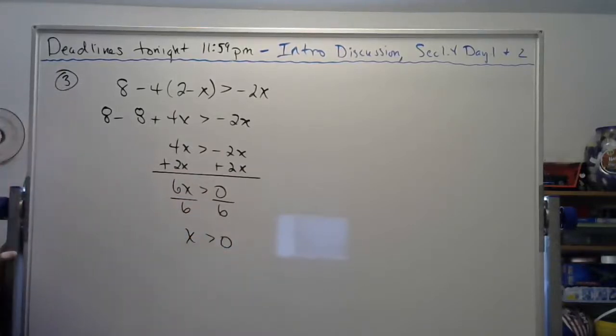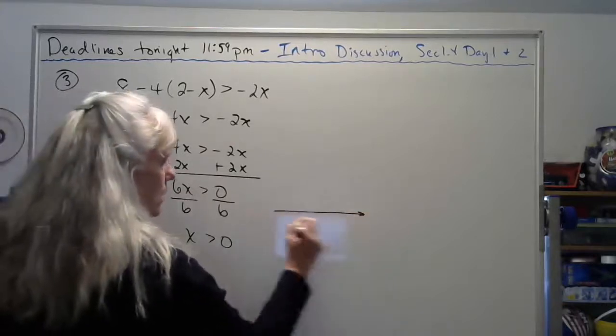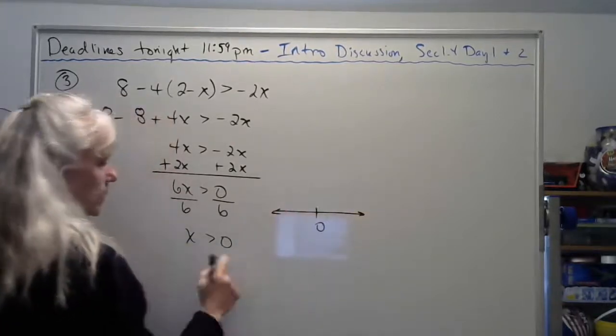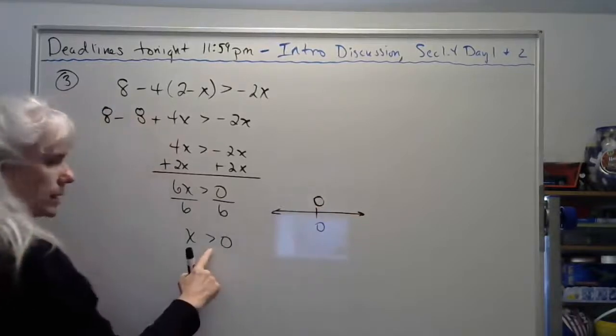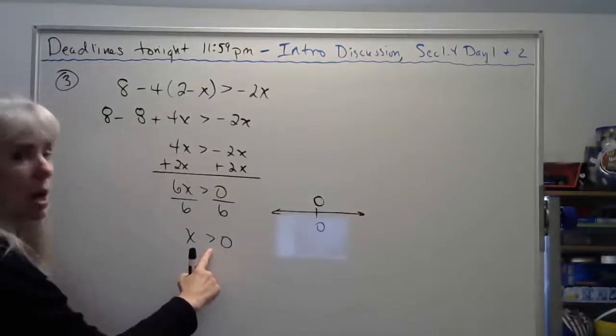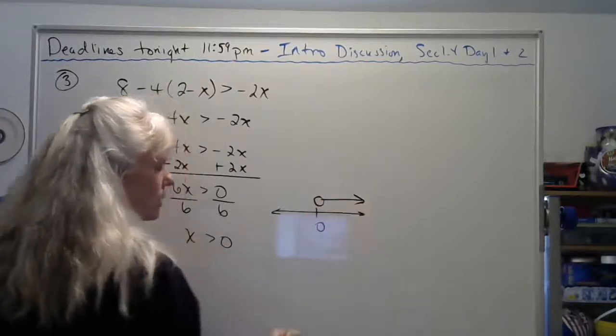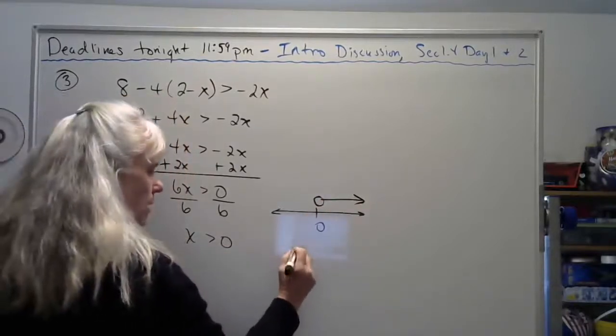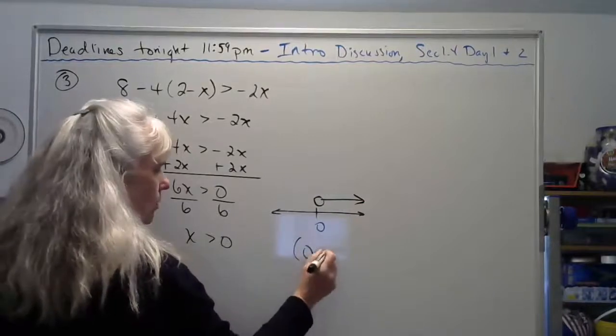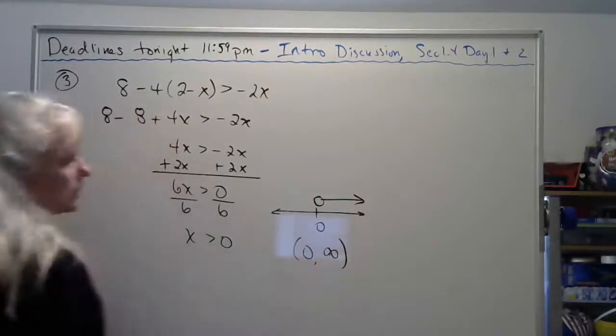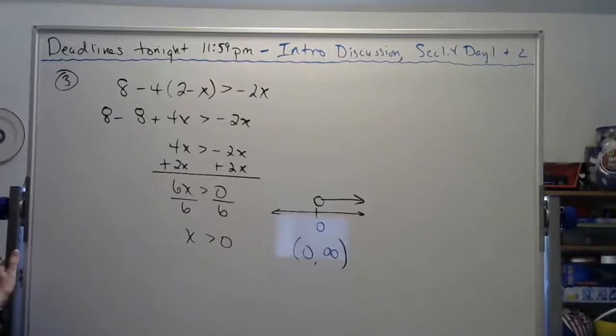So there's our solution. On a number line, here is 0. We need an open circle because the inequality does not contain an equal to. It says not to include the 0. We need numbers bigger than 0, which are to the right. So the interval notation would be a parenthesis, 0 to infinity, parenthesis. And there it is. That's your solution.